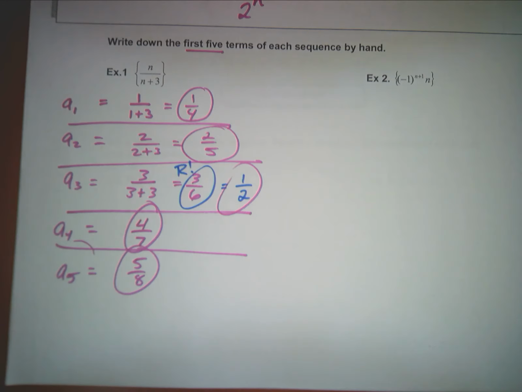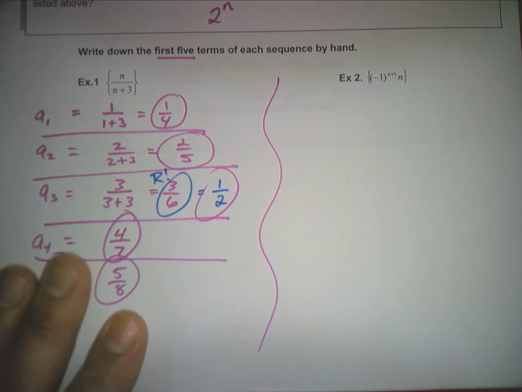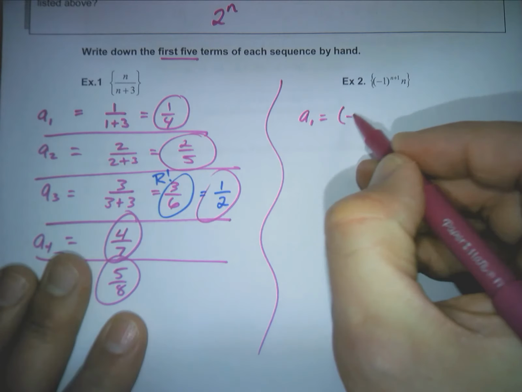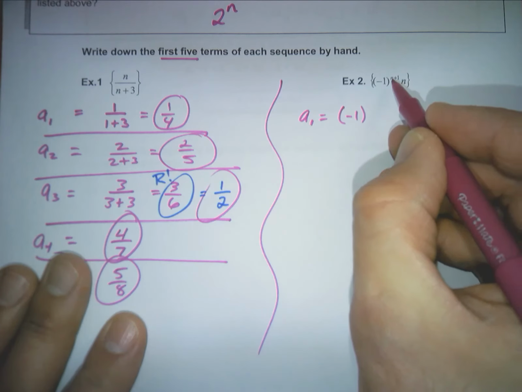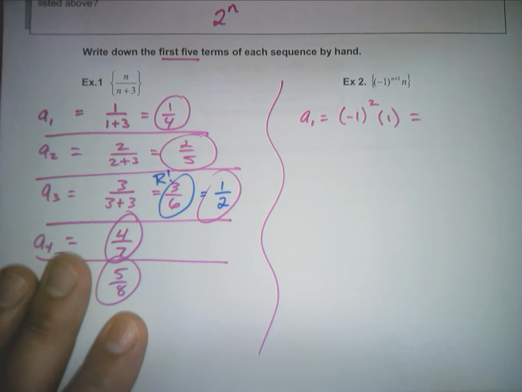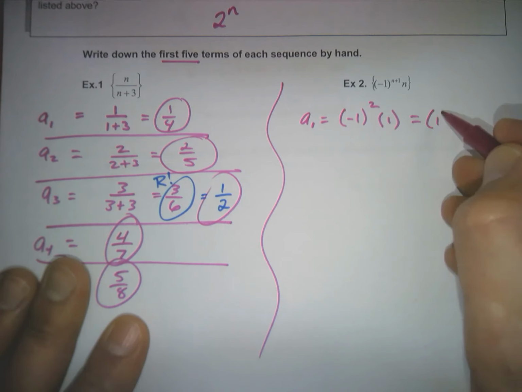Okay. So when I look at the next one, example 2, again, if I want the first term, I plug in 1, and show work or not show work, it's up to you. So if I plug in 1, I get -1, n plus 1, so 1 plus 1 is 2, and then n is 1. Anytime I square a negative, I get a positive. Yep, and then I get 1 times 1 is 1.